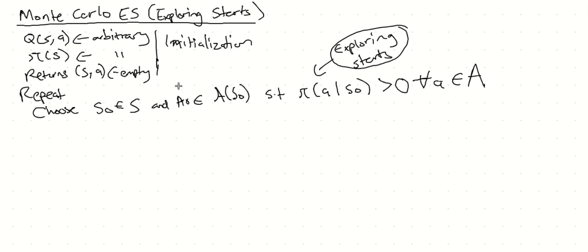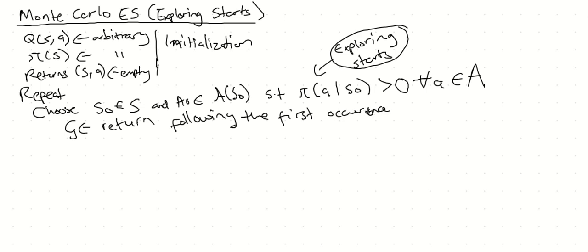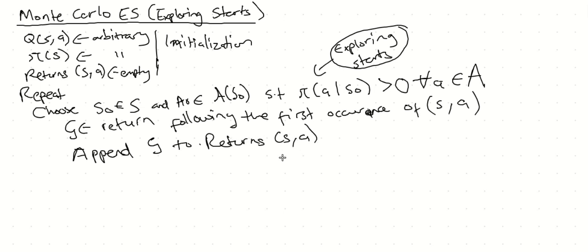After this, we're going to do the very same thing that we do in Monte Carlo prediction. So what is G? We compute G as the return following the first occurrence of S, A. After the first occurrence of S, A, we get some return starting from that point. That's what we call G. And we're going to append G to Returns(s, a), naturally, that's something we need to do.